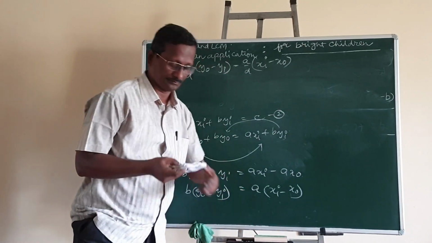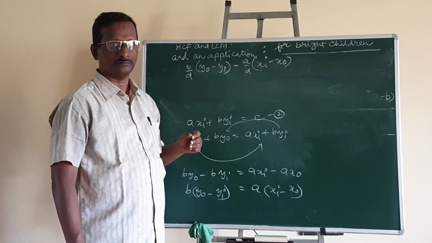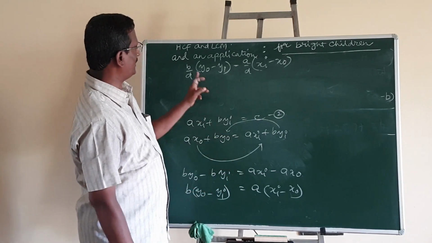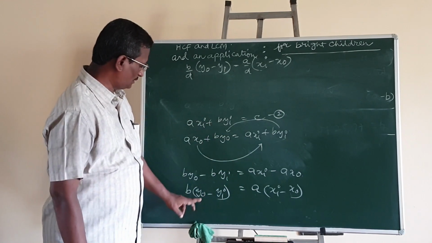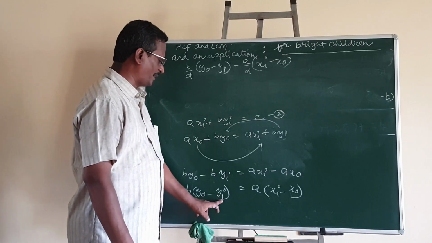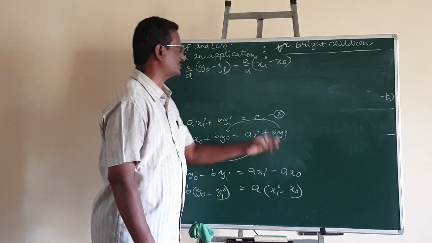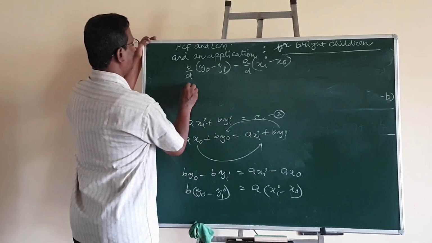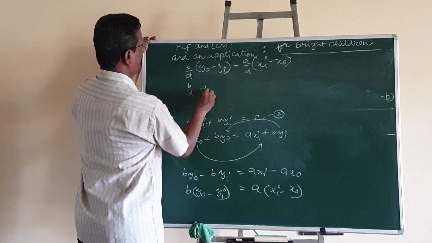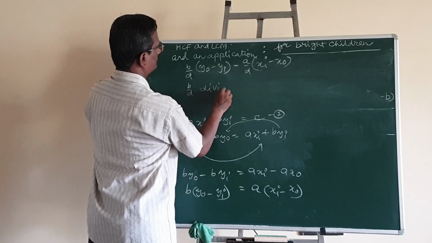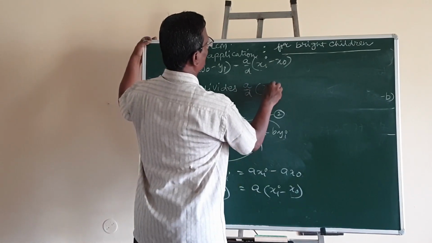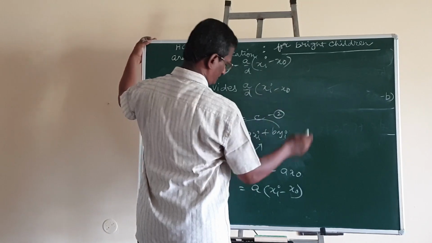We have successfully eliminated c. After eliminating c, we got this b into y0 minus yi is equal to a into xi minus x0. Both the sides I have divided. Now b by d divides a by d into xi minus x0.